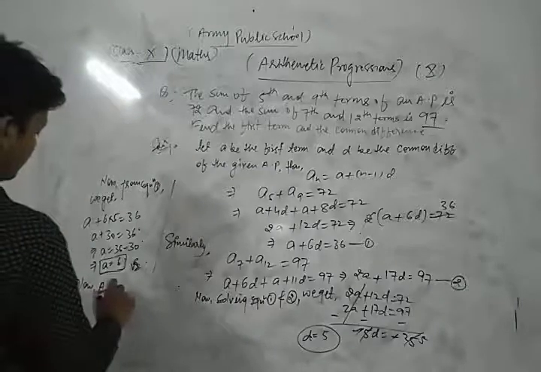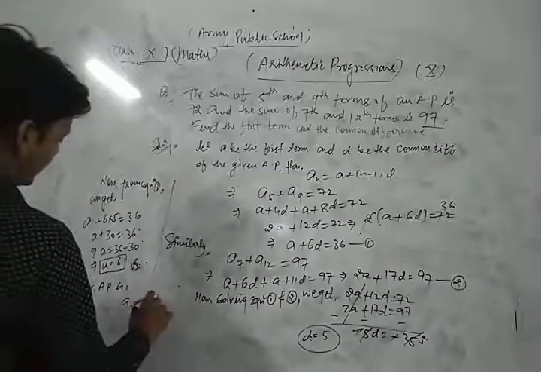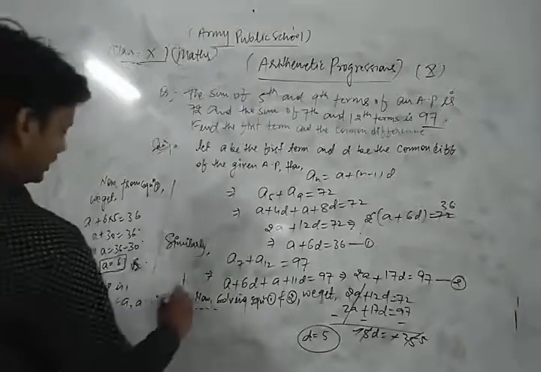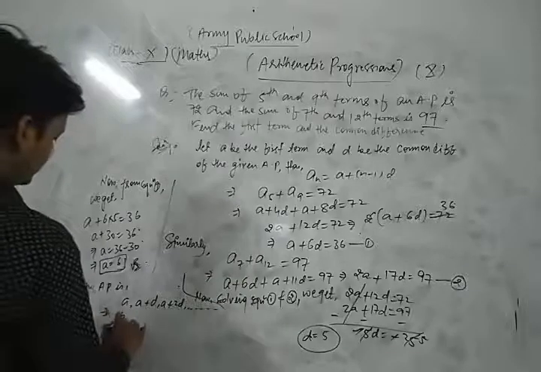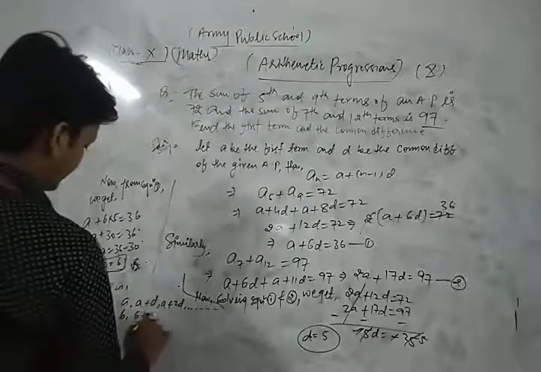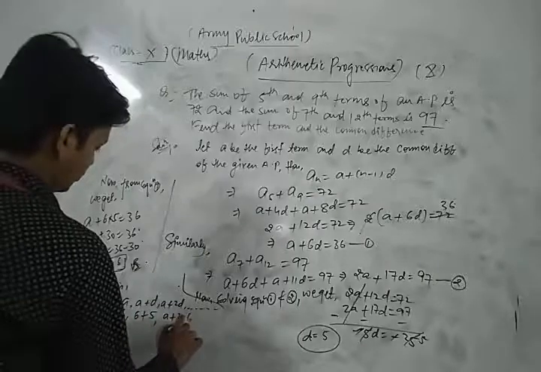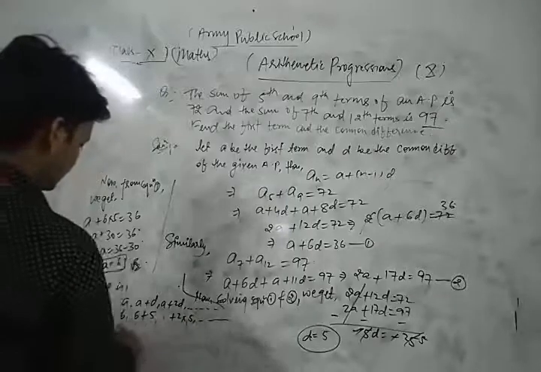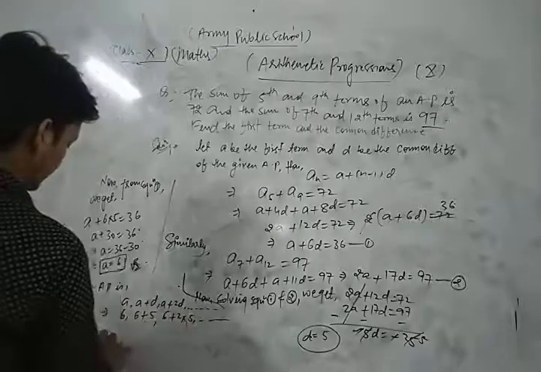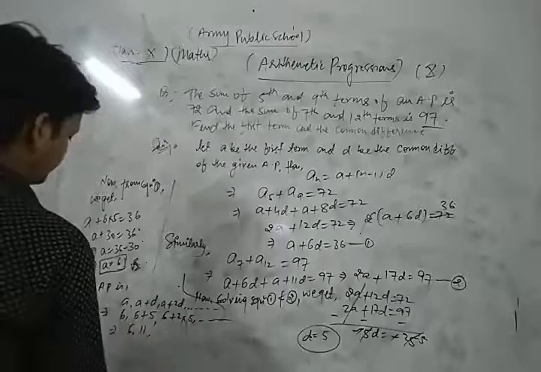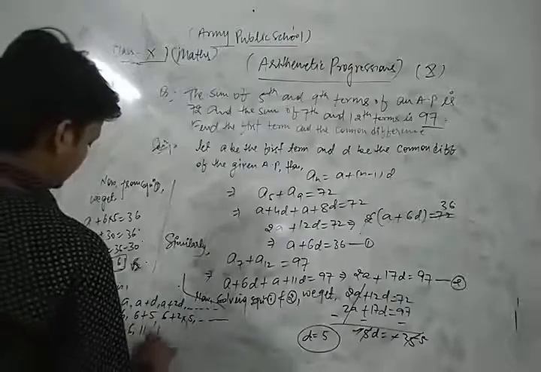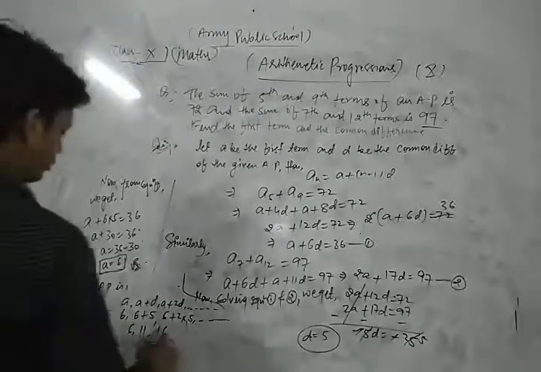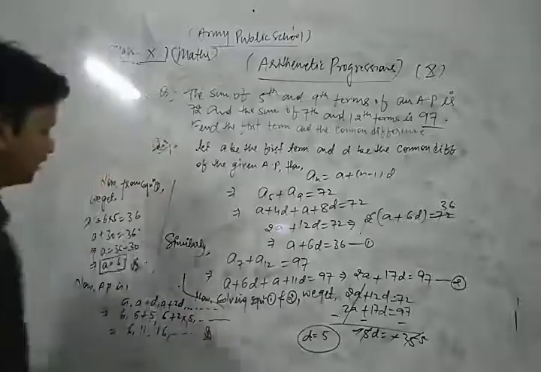Now if we find the required AP, the AP is in the form of A, A plus D, A plus 2D, A plus 3D, and so on. That means we put the value of A as 6, then 6 plus D means 6 plus 5, then A plus 2 into 5. So we get 6, 11, 16, and so on. In this way we find the required AP.